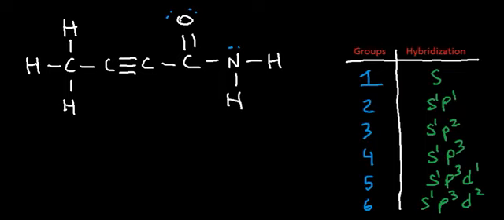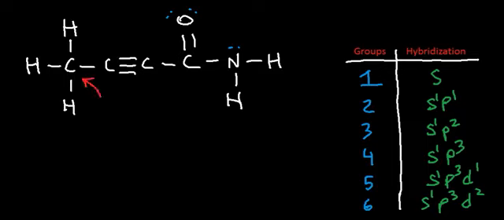So how can we find the hybridization of each atom in this molecule? Using the table on the right, based on the number of groups, you can easily predict what the hybridization is going to be. Now, the groups would be the number of atoms and lone pairs that are attached to the atom that you're analyzing. So let's look at this carbon atom.